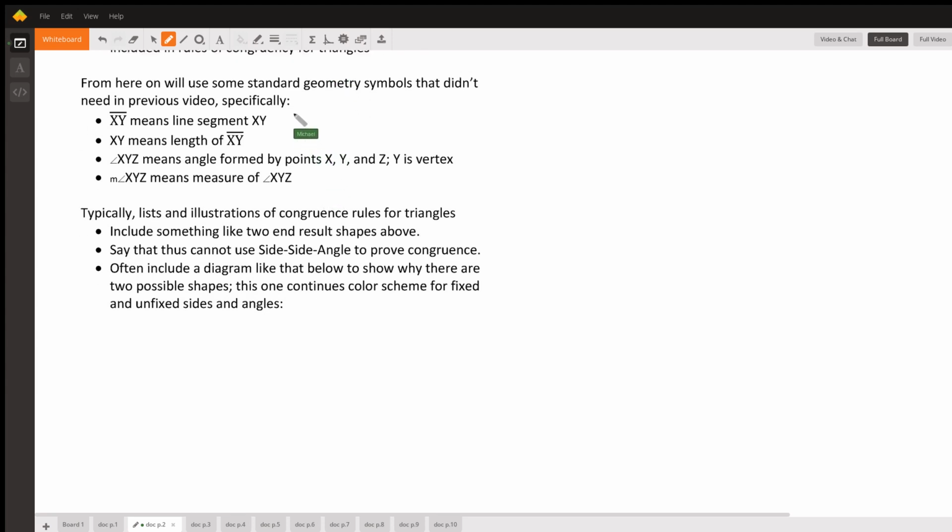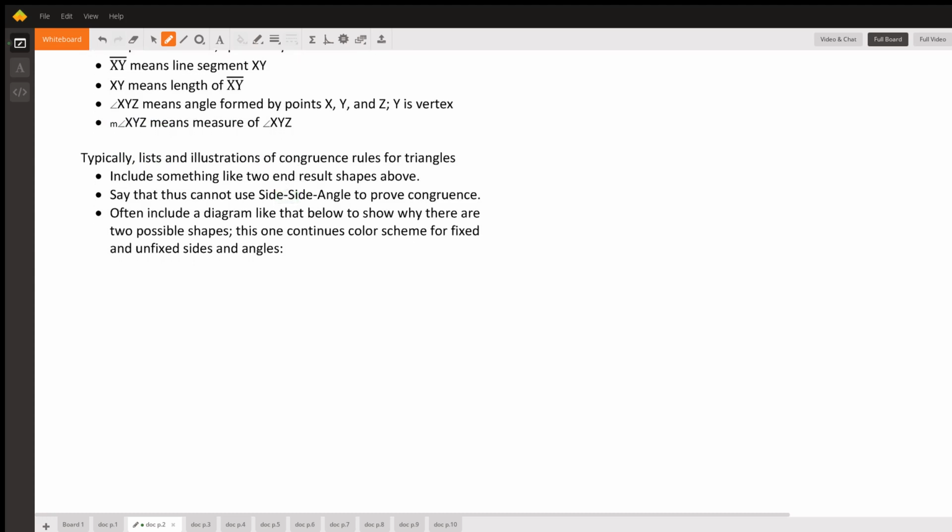So we're going to use some standard geometry symbols we didn't need in the video before, that you probably know. The line over the top means it's that line segment XY. Without the line, it means the length of XY. Angle XYZ, that symbol there, where Y is the vertex, and the m in front means the measure of that angle.